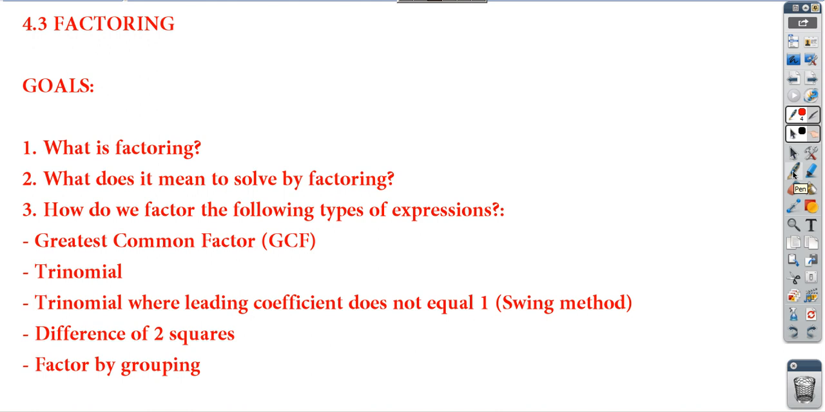There are five main types of factoring I want to show you. One is called factoring out the greatest common factor, the GCF. Factoring what's called a trinomial, where the leading coefficient, I'll explain what that means, does equal 1, and then what do you do when it doesn't equal 1. Factoring something called a difference of squares, and then finally a method called factor by grouping.